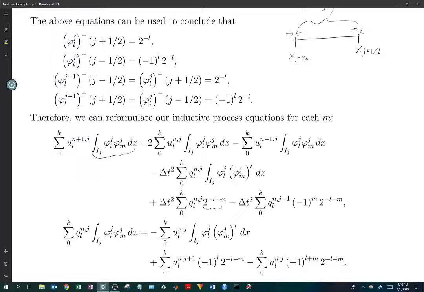So there are some terms where you're taking integrals of phis, and those need to stay because we don't know what those are yet. But for some of the terms, we were evaluating these basis functions at particular endpoints, and so I've gone ahead and replaced them with these. You might want to go back and make sure that you see how all of this works, but this is just algebraic manipulations.